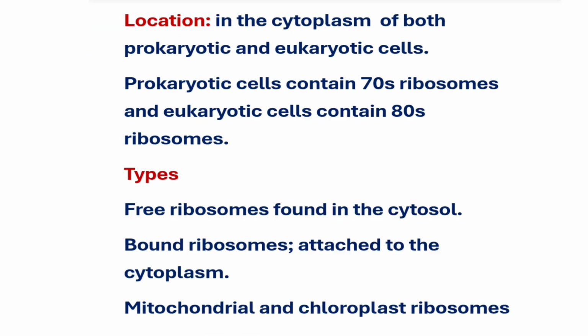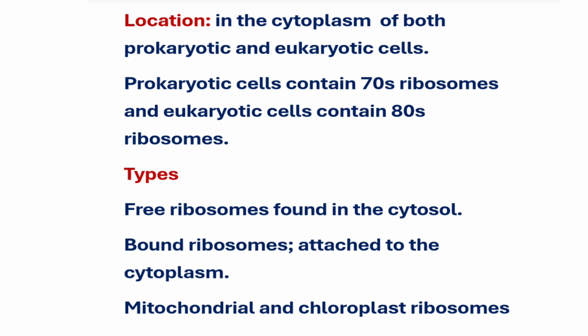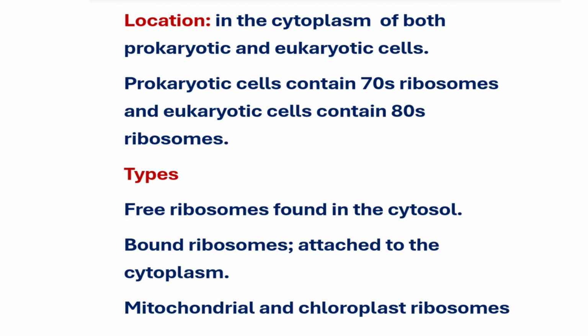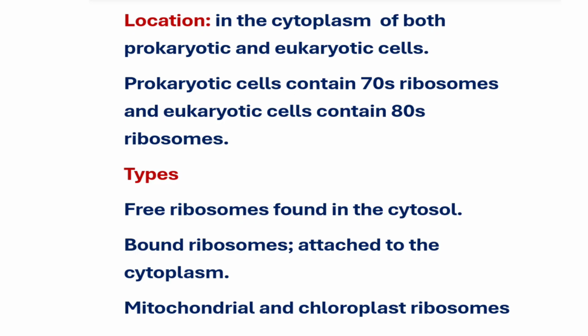Ribosomes are found in the cytoplasm of both prokaryotic and eukaryotic cells. Prokaryotic cells contain 70S ribosomes and eukaryotic cells contain 80S ribosomes. There are free ribosomes, which are found in the cytosol, and these produce proteins that will function within the cell itself. There are bound ribosomes, which are attached to the endoplasmic reticulum, and these produce proteins that will be secreted or used in membranes. Mitochondrial and chloroplast ribosomes are found in the mitochondria and chloroplast respectively. So we have three types of ribosomes: the free ribosomes, bound ribosomes, and mitochondrial or chloroplast ribosomes.